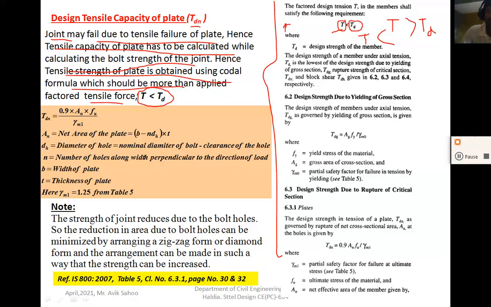It means the member has failed due to tensile forces. So this should not happen under any circumstances. Always design the member in such a way that the tensile capacity of the member is more than the applied tensile forces. That you have to check, that you have to verify properly.